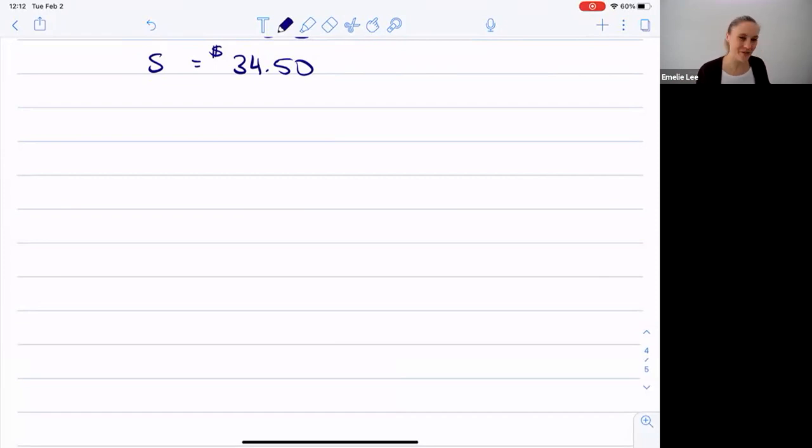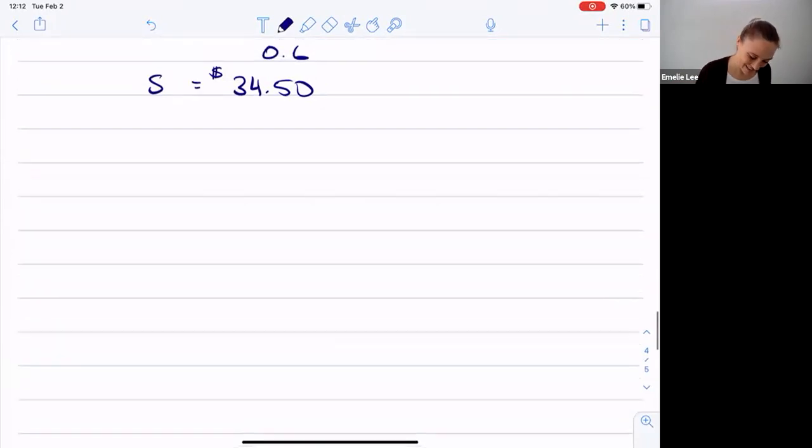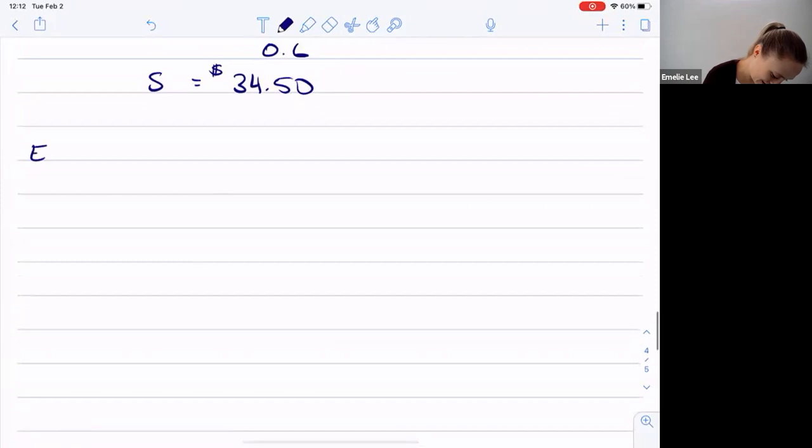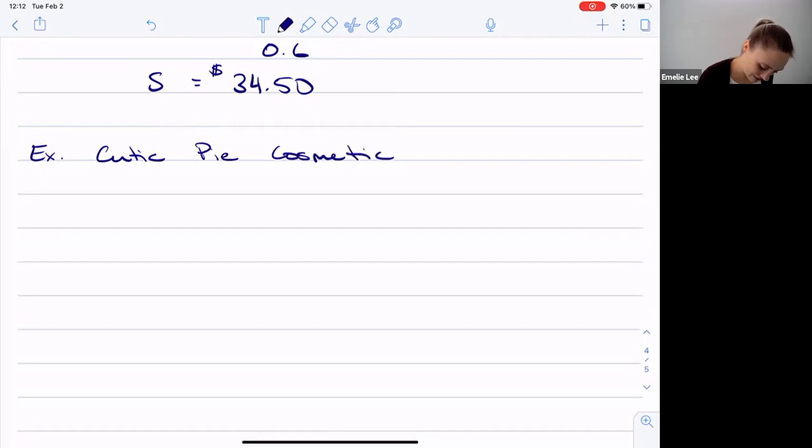And I love this one, and I always use it, because it's about Cutie Pie Cosmetic Supply, which is really fun to say. Cutie Pie Cosmetic Supply, and I think it's a really cute name, obviously.